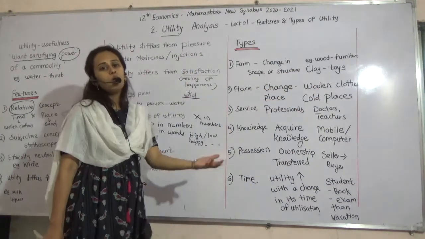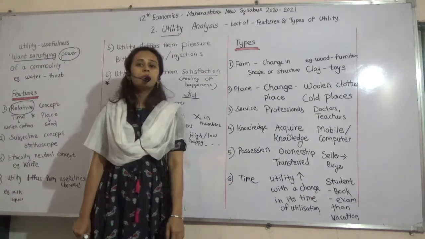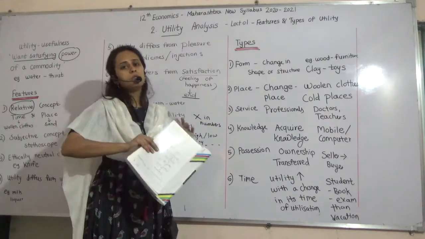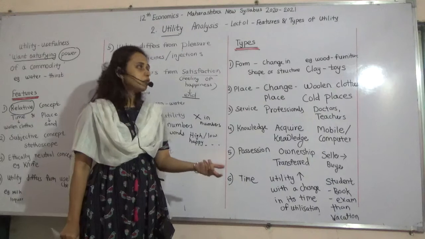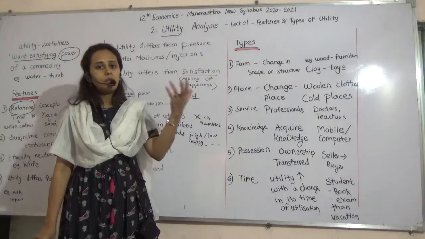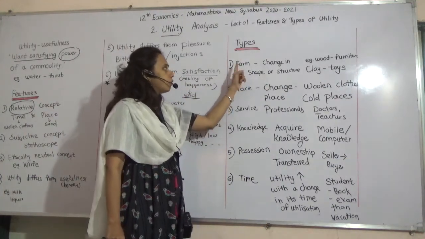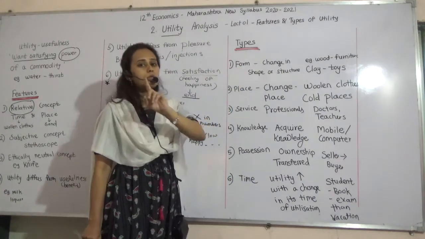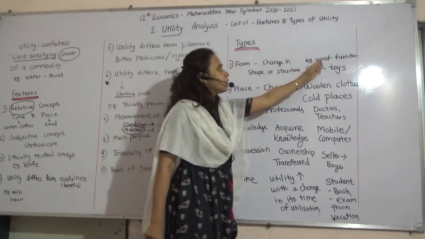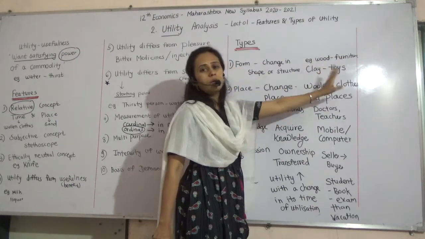For example, if you go to a shopkeeper and say, I want a t-shirt, and he gives you the best cotton of the world, is it useful for you? No. If cotton gets converted into fabrics, into that ready-made t-shirt, then only you are able to purchase it. So it's called form utility. Form utility takes place when it changes its shape or structure. You should give whatever example you want. I have given you wood into furniture, clay into toys.